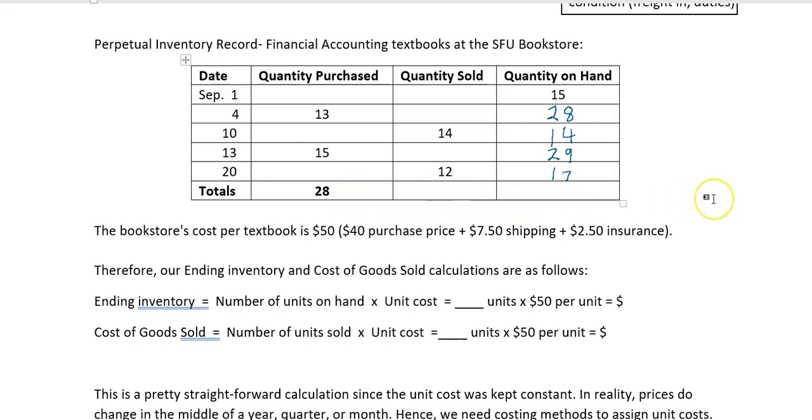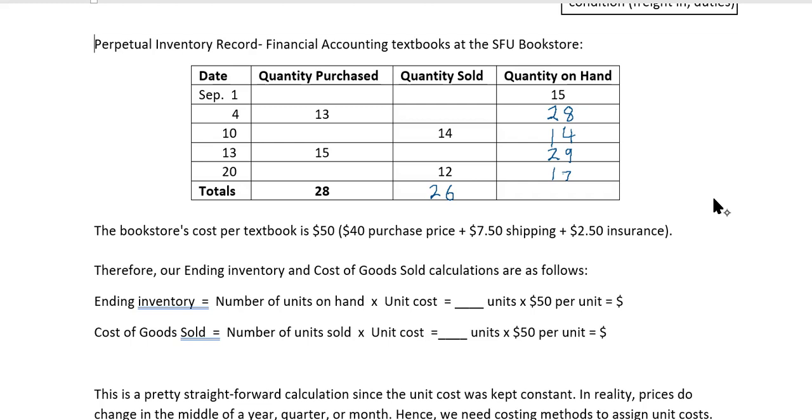Now let's do the same thing for quantity sold. We had 14 in our initial sale, and we sold 12 more. Therefore, we have 26 total sales for the month.